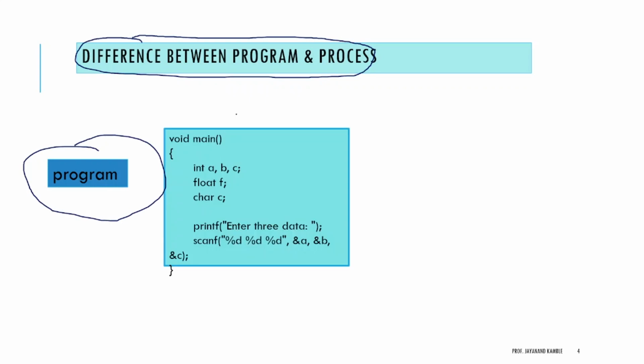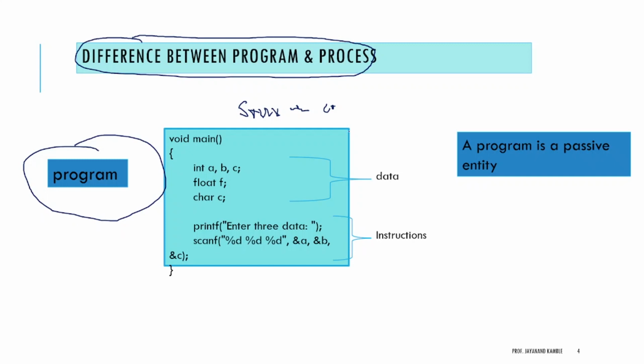Now, let's talk about the difference between program and process. So what is a program? Program is nothing but our source code. So see here, I have shown you a source code. Now, these are nothing but the data of the program, and this is nothing but the instructions with respect to the program. This particular code or program is a passive entity because it is just instructions and data, just a code, just a text.